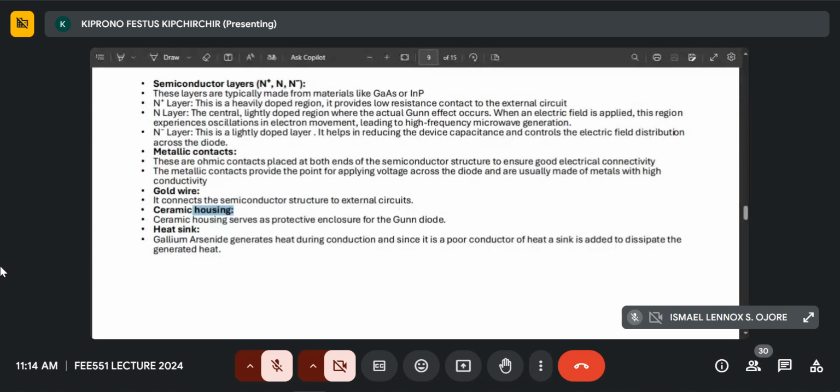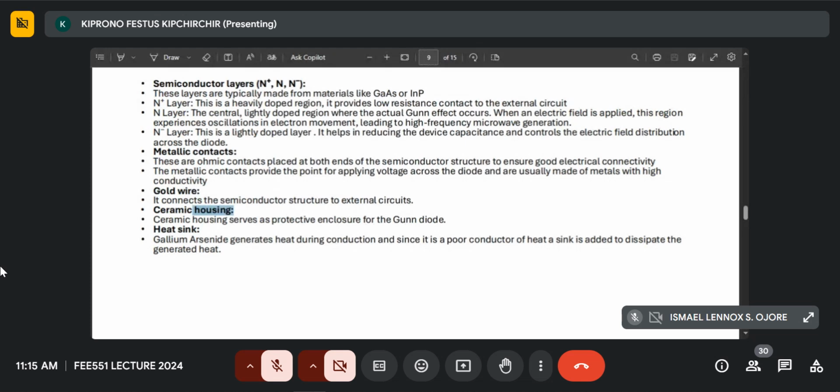To cater for the so much heat that's generated, we need a heatsink, and normally these heatsinks are made of materials that have high thermal conductivity. Elements like copper and aluminium are the best suited for the heatsink here, so most of the heatsinks used in this area are either aluminium or copper.